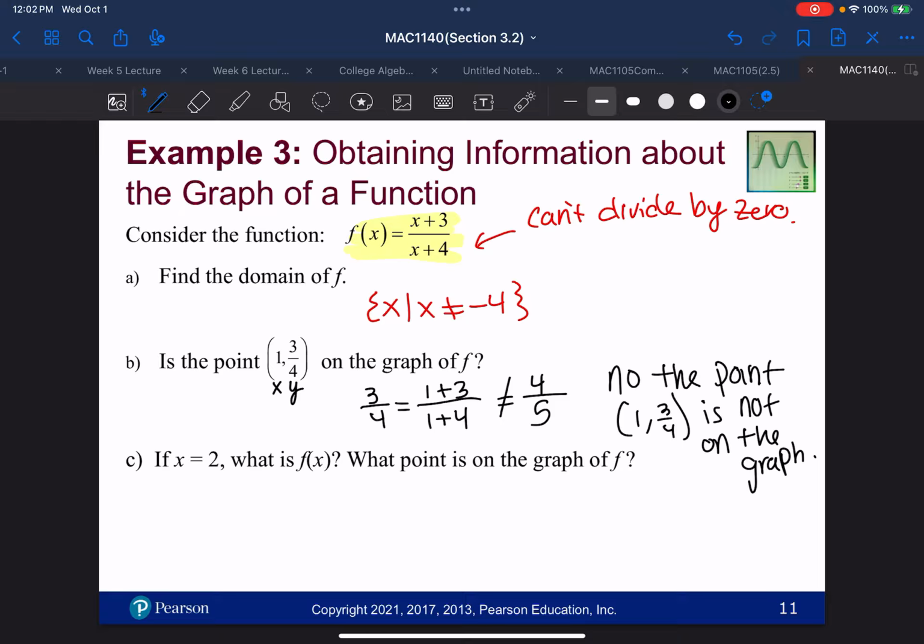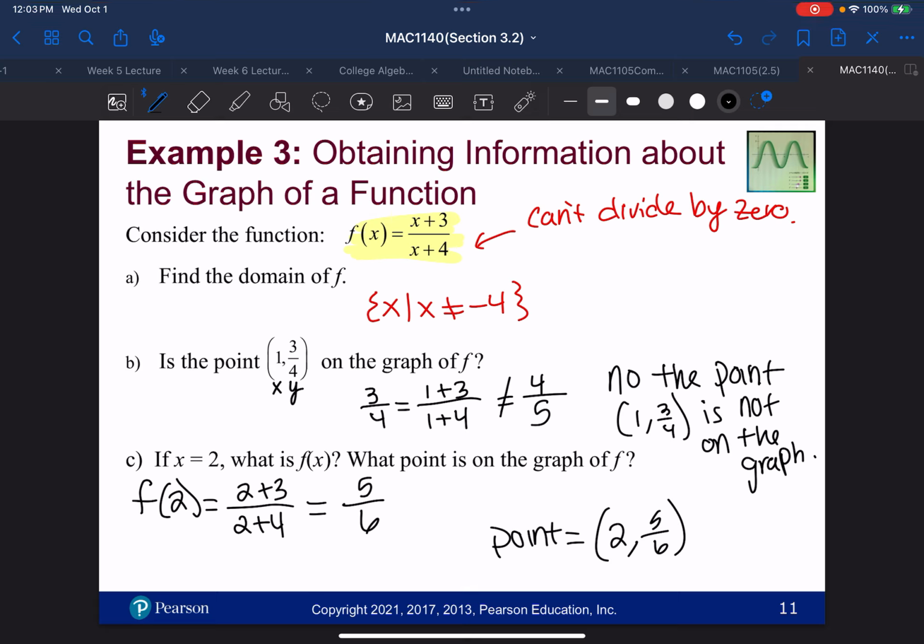All right, C, if x is equal to 2, what is f of x? So that's just telling us to plug 2 into the function for x. So this will give us (2 + 3) over (2 + 4), which is equal to 5/6. And that point we just found is the point (2, 5/6), since we plugged 2 in for x and we got a value for y as an output.